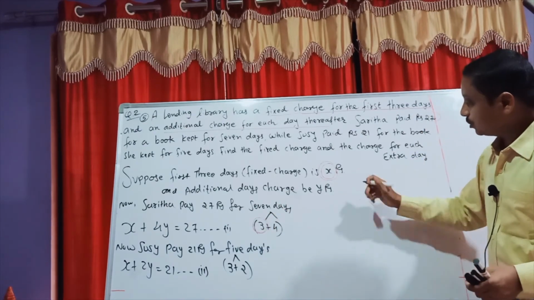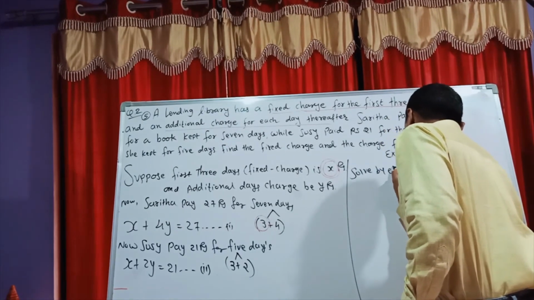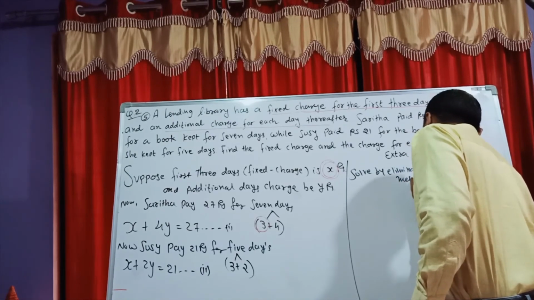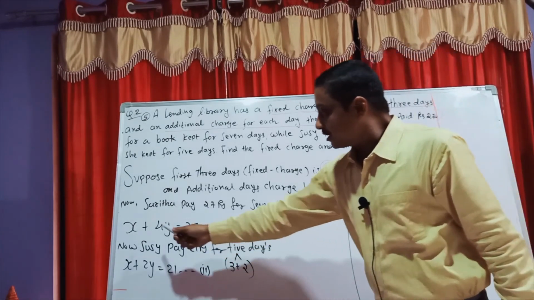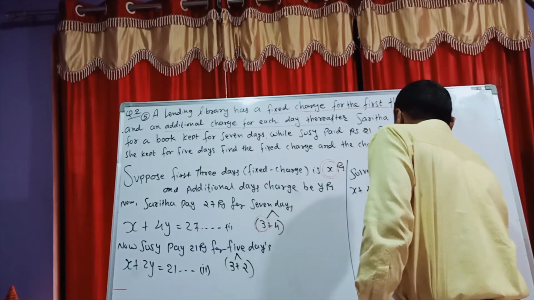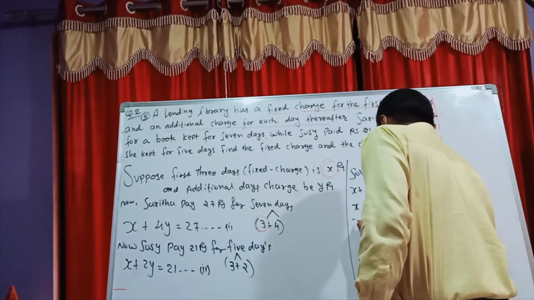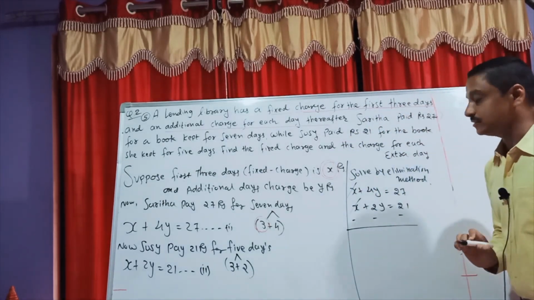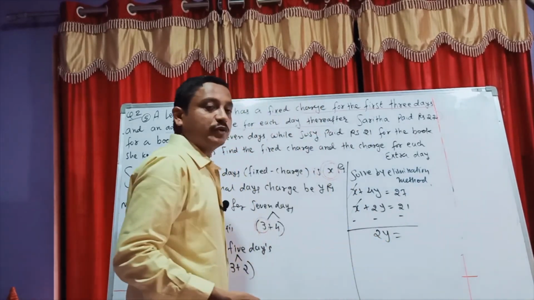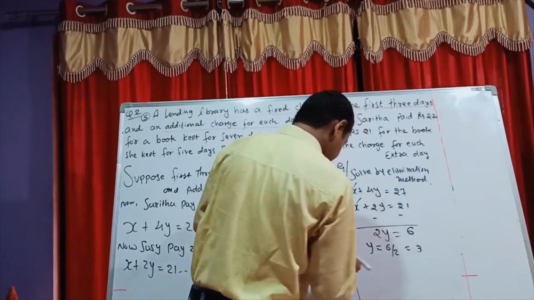Now I calculate equations 1 and 2 by our elimination method. Students, you just apply it. Here x and x cancel. So x plus 4y is equal to 27 and x plus 2y is equal to 21. Subtract them, and x and x cancel. Only 2y remains. And here how much? 27 minus 21? Yes, it is 6 only. So y is 6 by 2, which is 3.